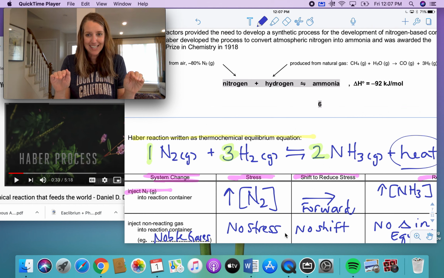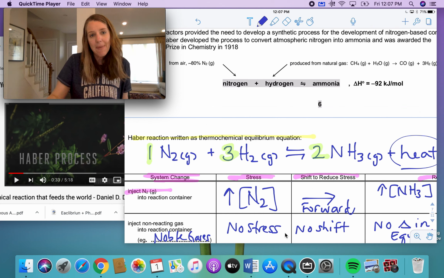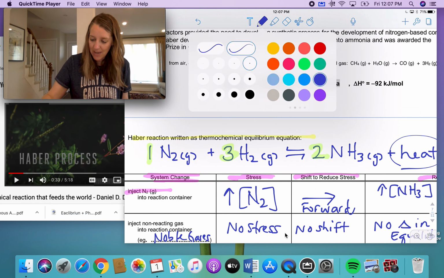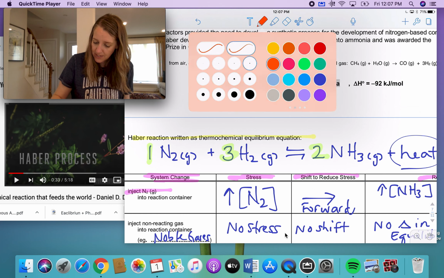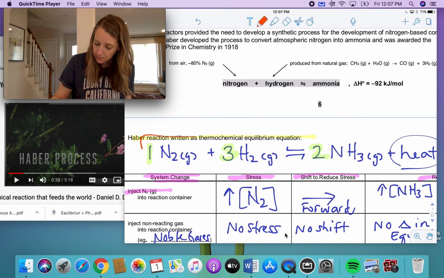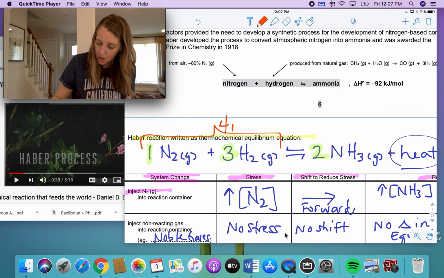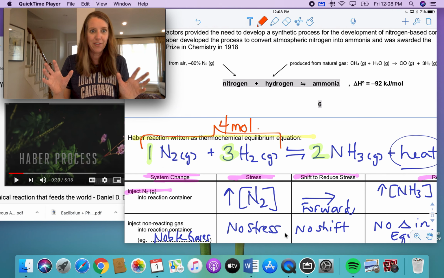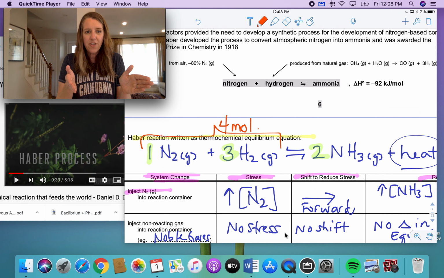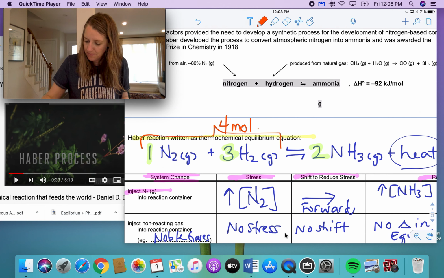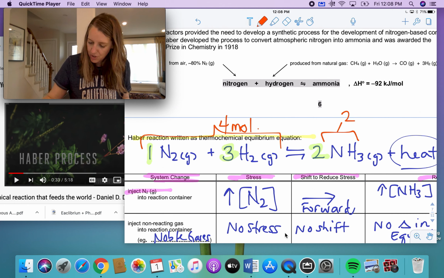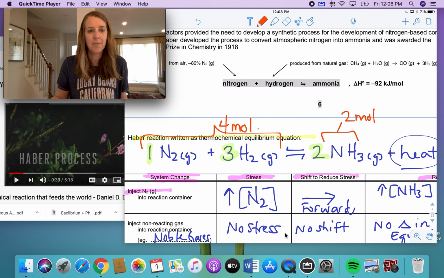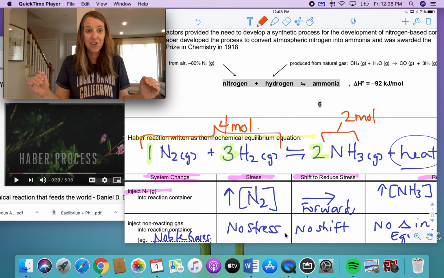Is this a gaseous system? Yes. Every molecule on the reactant and product side are gases. How many do we have? And this is where you do a count. In total, I have 4 molecules, or 4 moles, however you want to consider it, doesn't really matter. 4 things on the reactant side, 2 on the product side. So you count up your coefficients. How many are you dealing with?